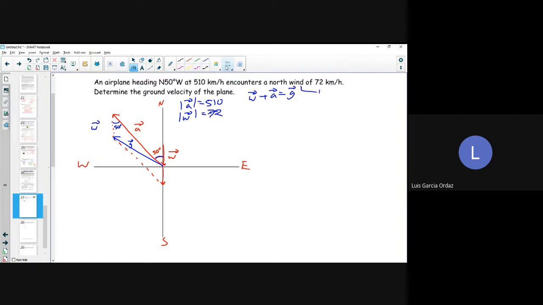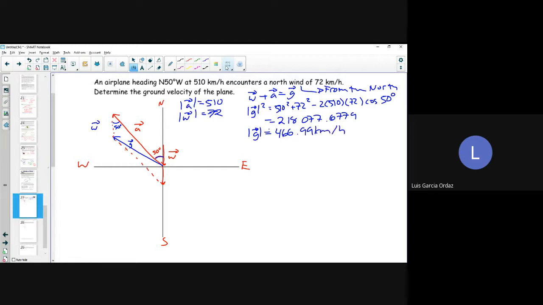So remember, the wind is coming from the north. So how am I able to find the magnitude of vector G? What trigonometry law do I need to use? Sine or cosine law? Cosine. So my magnitude of vector G squared is equal to 510 squared plus 72 squared minus 2 times 510 times 72 times cos of 50. When I evaluate all of this, I get about 218,077.6779. And if I square root it to get the magnitude of just G, I get approximately 466.99 kilometers per hour. Perfect.